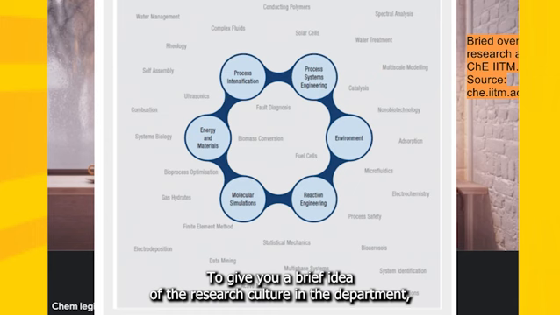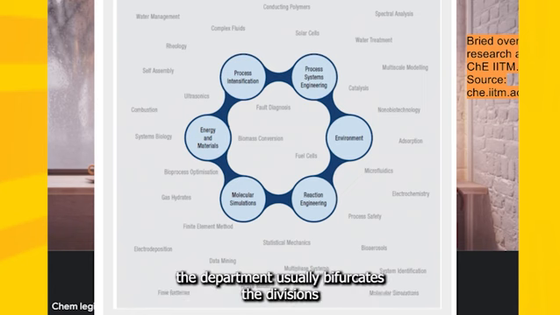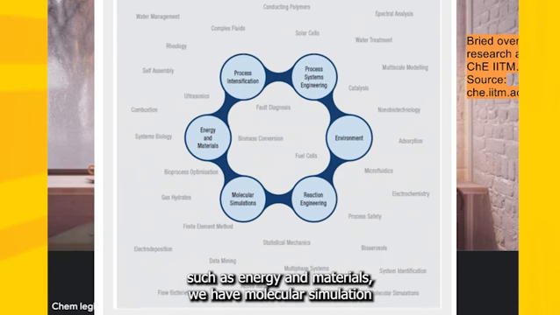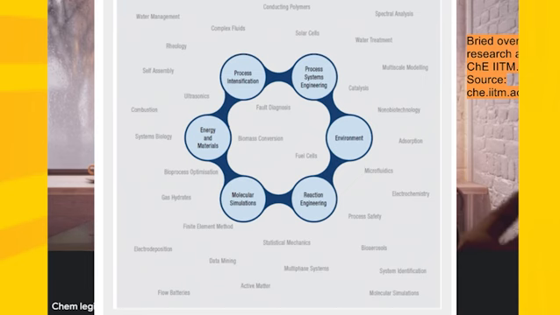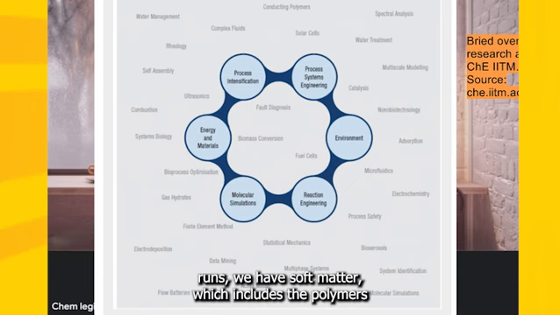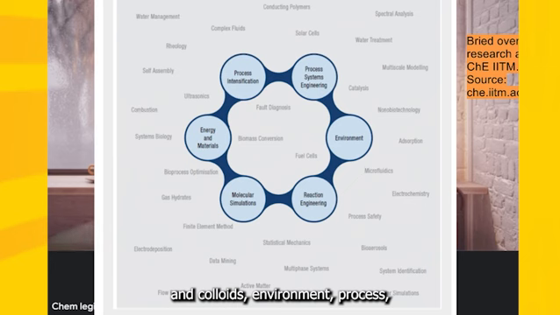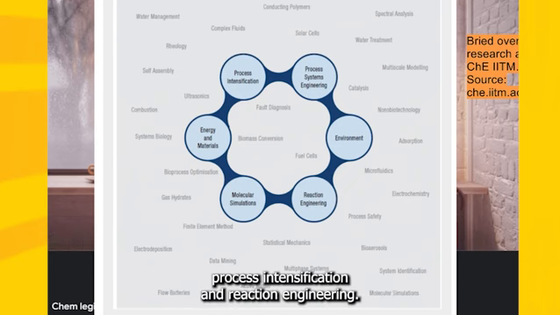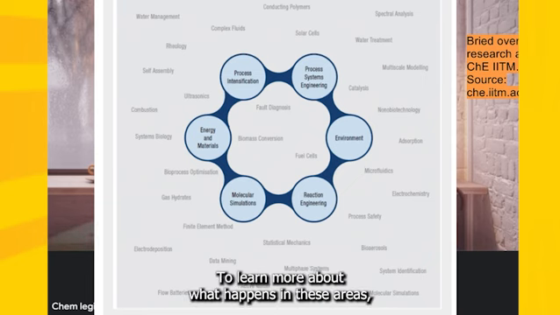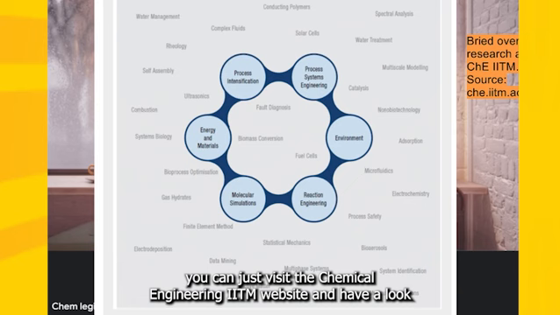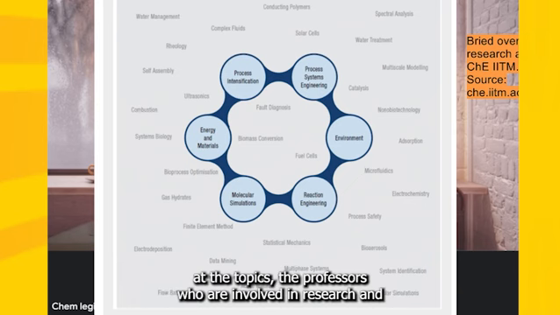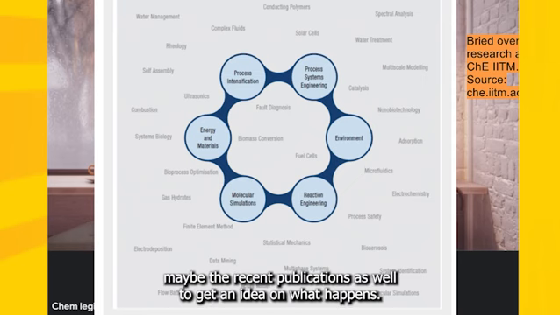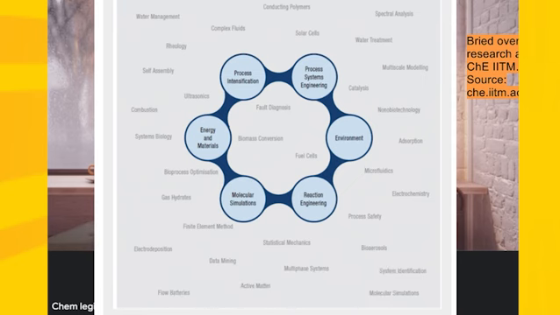To give you a brief idea of the research culture, the department usually bifurcates into divisions such as energy and materials. We have molecular simulation. We have soft matter, which includes polymers and colloids, environment, process systems, process intensification, and reaction engineering. To learn more about what happens in these areas, you can visit the Chemical Engineering IITM website and have a look at the topics, the professors involved in research, and maybe the recent publications as well, to get an idea of what happens.